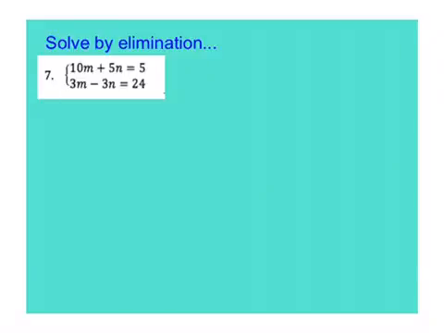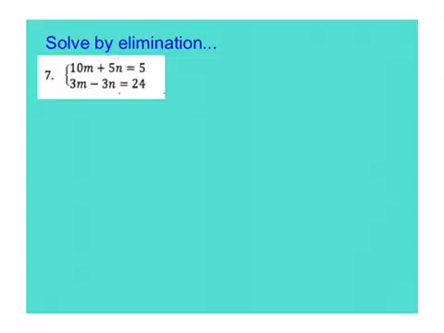Okay, so for number 7, we still have a goal of adding these equations together to make one of the variables cancel out. So there is no way for me to multiply a 3 or a negative 3 by anything that's going to get me to a 10 or a 5. So we have to go about doing this a little bit different. We're still going to multiply, but we're going to have to multiply both equations by a different number. So I'm going to make the 3 and the 5 cancel out because one's a positive and one's a negative already.